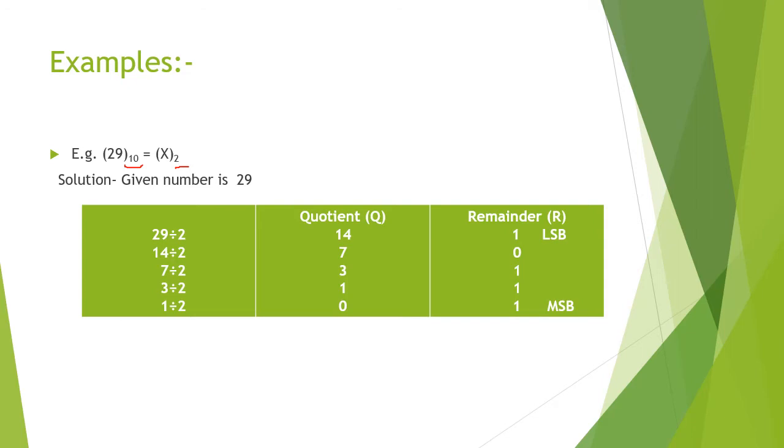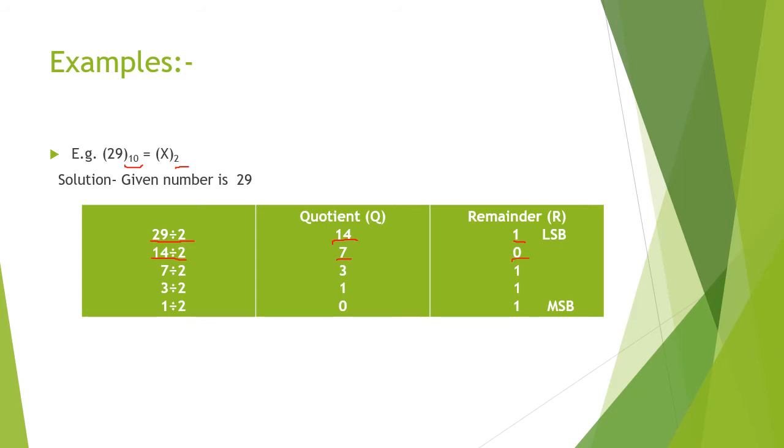Then we have to divide the number by 2. Here we have divided it by 2. We get the quotient 14 and remainder is 1, because 14 2s are 28. So remainder will be 1. Then we have to again divide this quotient, which is 14, by 2. So quotient will be 7 and remainder will be 0.